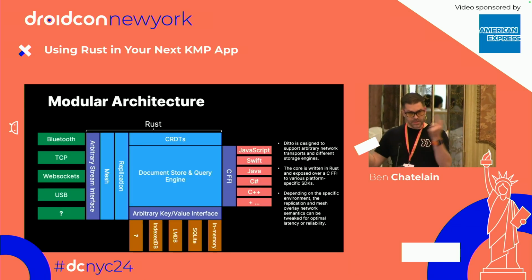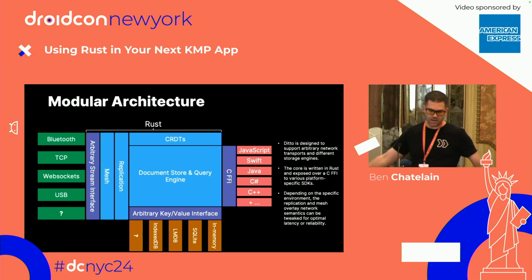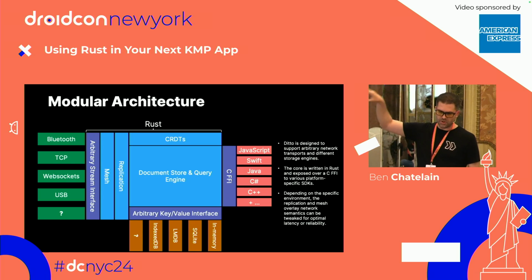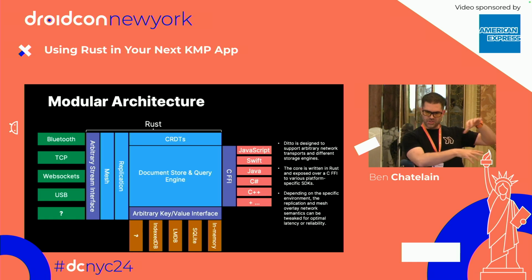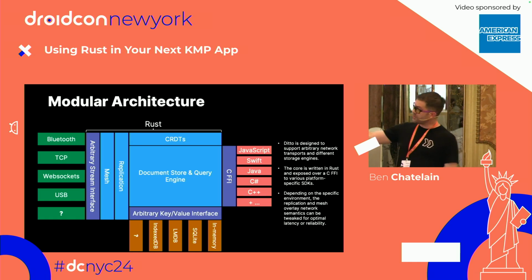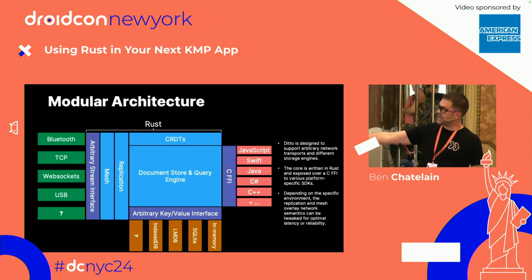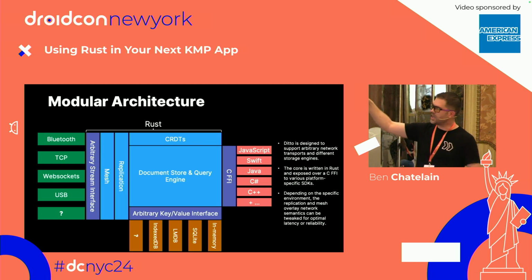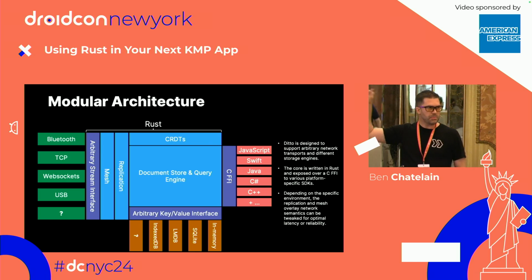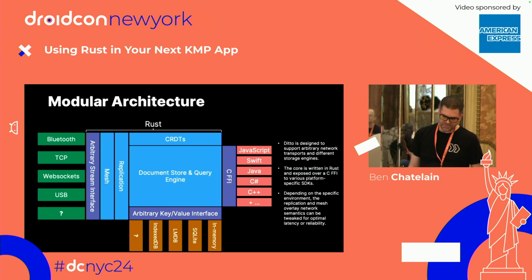Okay, so this is why I was mentioning Ditto. This is the core of our SDK. That whole middle blue section is Rust, where we have our CRDTs, our document store, the replication and mesh transport side. And then over on the right side, we have all of our SDKs, where we have a CFFI API that'll be very similar to what I'm building here, where all of our platform-specific languages plug in. And we use that CFFI layer even to talk to our own Rust SDK.